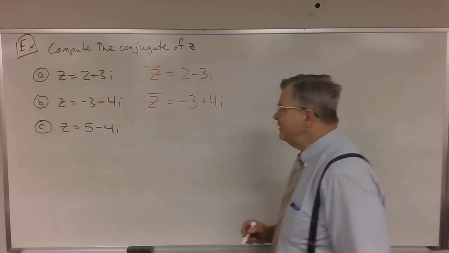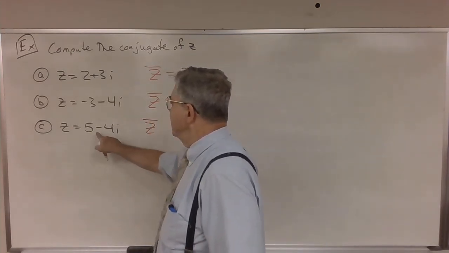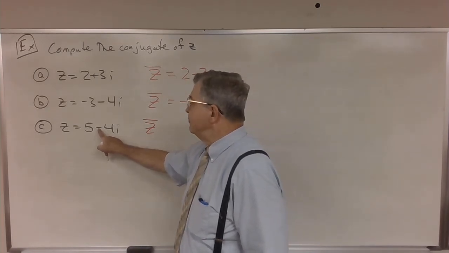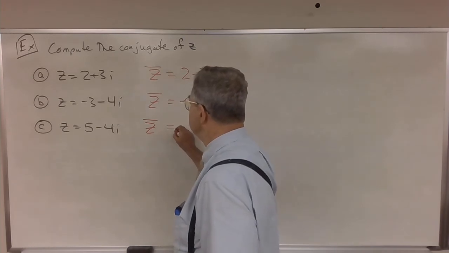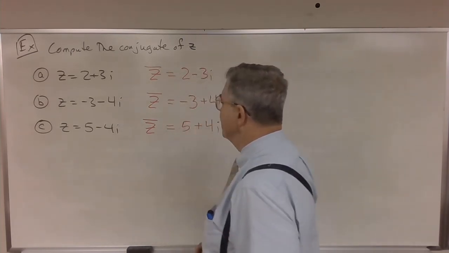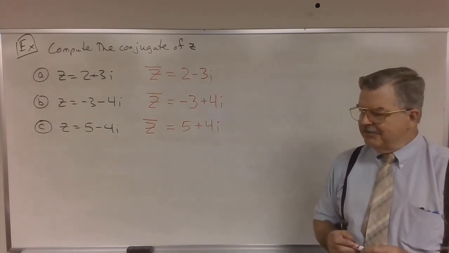And then finally this guy. We want the conjugate of 5 minus 4i. So we change the sign of the imaginary part. 5 plus 4i. Well, that was easy enough.